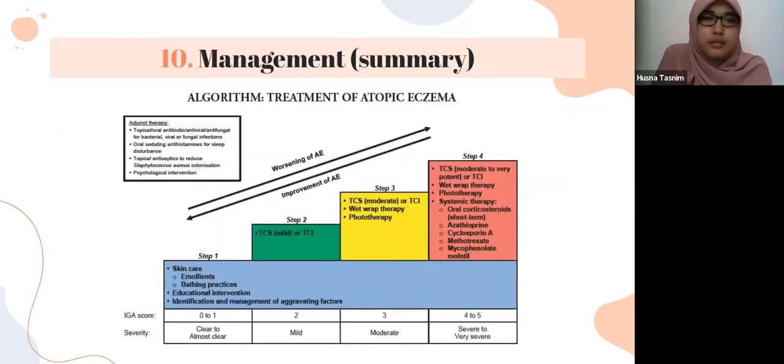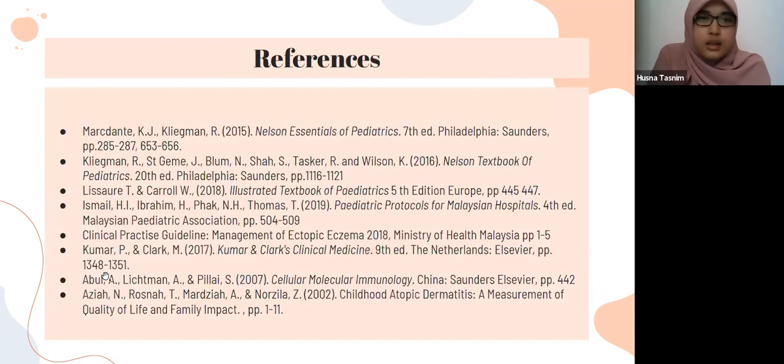Okay. This is the summary of the management of atopic dermatitis. We have the algorithm to treat atopic eczema that includes the IGA score, the severity, the planning of therapy, and also the educational interventions. Okay, these are my references and the closing remarks of my presentation.